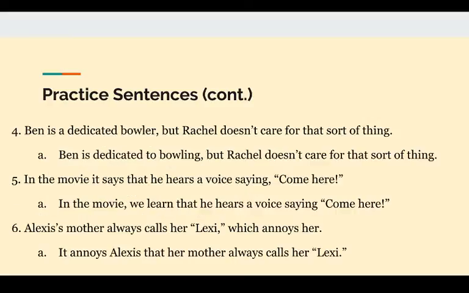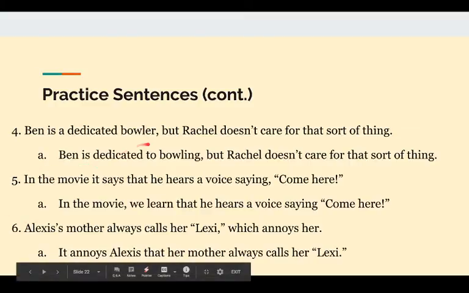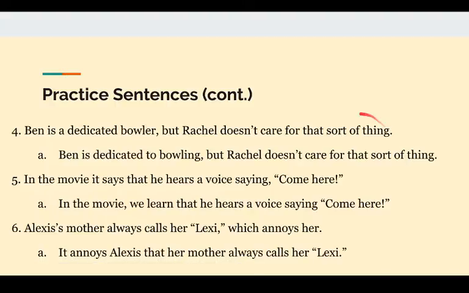So I have 3 more practice sentences. So number 4 is, Ben is a dedicated bowler, but Rachel doesn't care for that sort of thing. What sort of thing? We don't know what that exactly refers to. So Ben is addicted to bowling, but Rachel doesn't care. Ben is addicted to bowling, but Rachel doesn't care for that sort of thing.